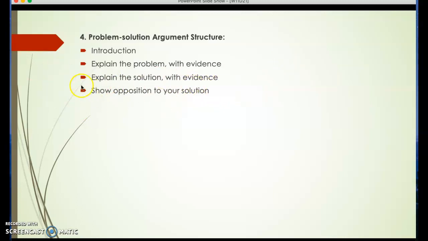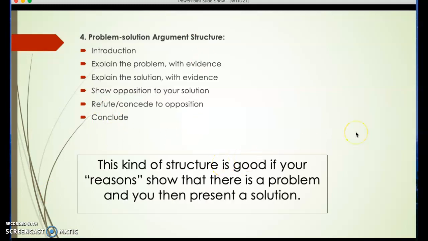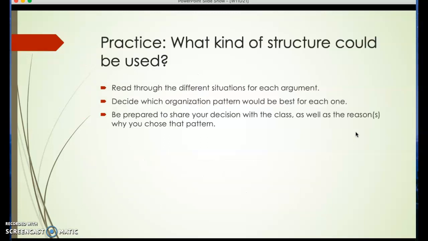So this is where it gets a little different. You would have to address the counter argument after you've established the problem, explain the solution, and then you'd either refute or concede to the opposing viewpoint and conclude. This kind of argument structure is good if your reasons show that there's a problem and you then present a solution.